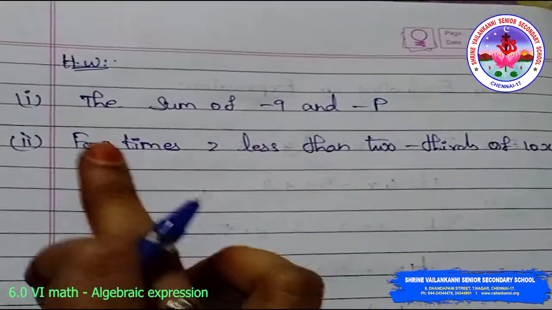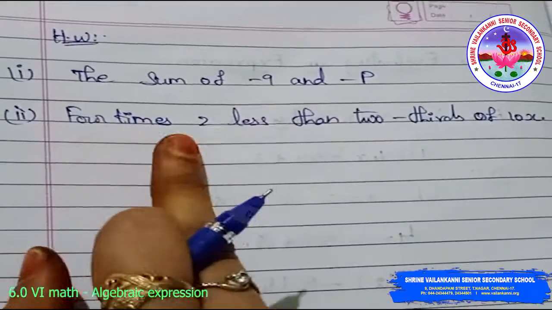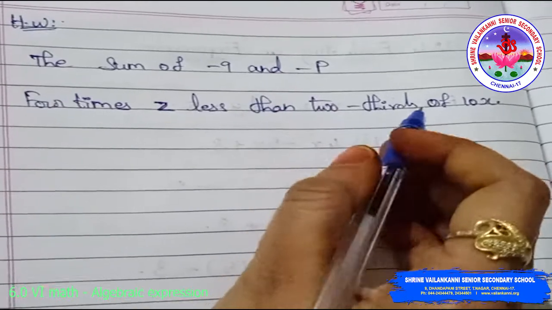Homework. The sum of negative 9 and negative p. Second one, 4 times z less than 2/3 of 10x.